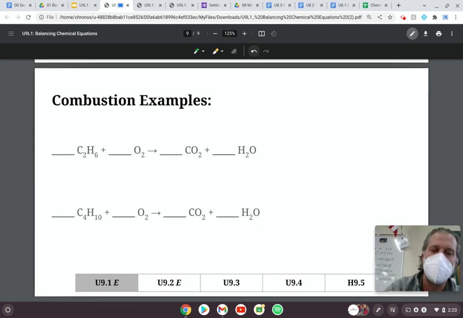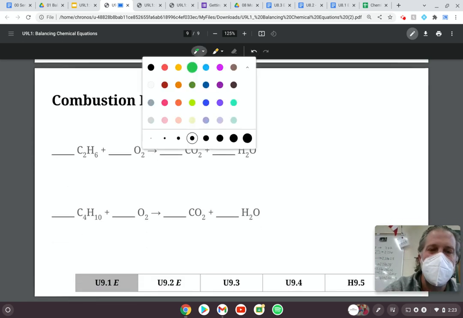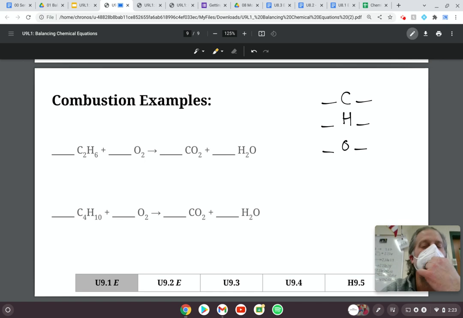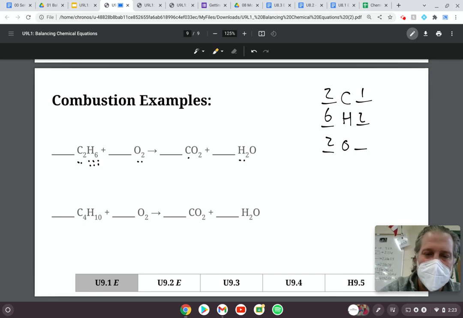So here I have a hydrocarbon, carbon and hydrogen, paired up with oxygen. So I'm going to identify my elements, carbon, hydrogen, and oxygen on both sides. I'm going to count 2 carbons, 6 hydrogens, 2 oxygens on the left side. And I've got 1 carbon and I've got 2 hydrogens. But now I need to show you that oxygen shows up twice. So it gets added together. So I have 3 oxygens on the right side.